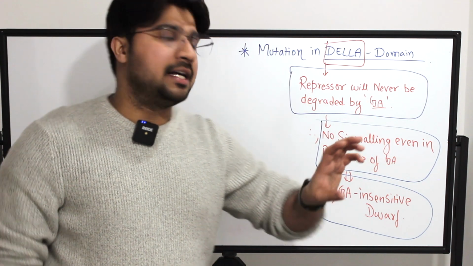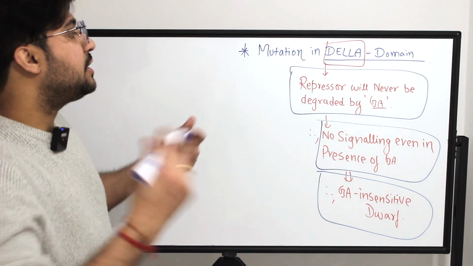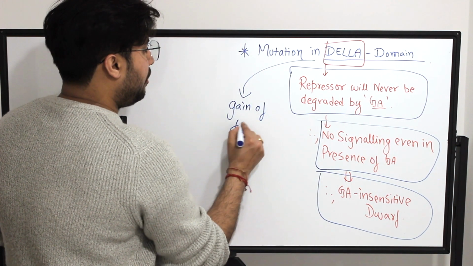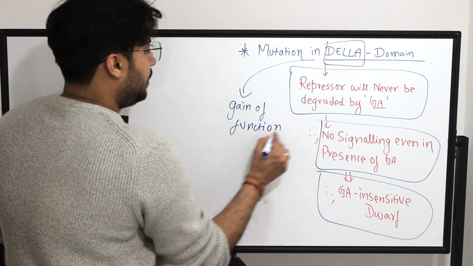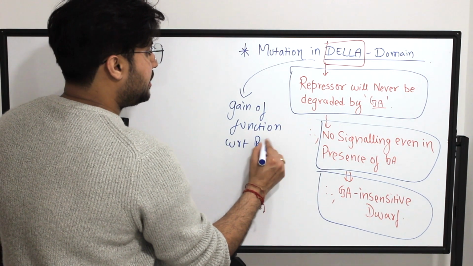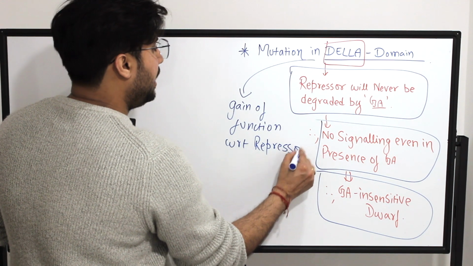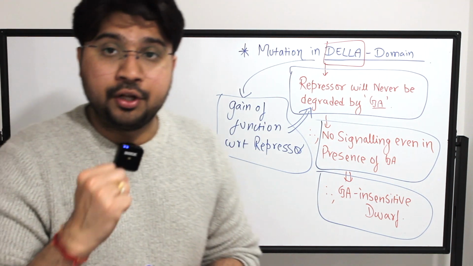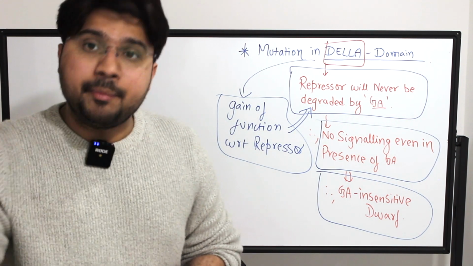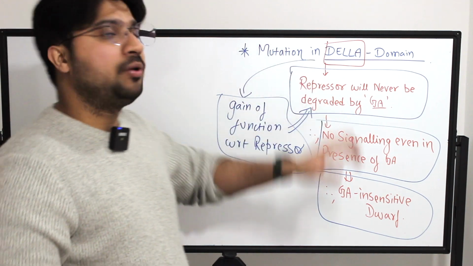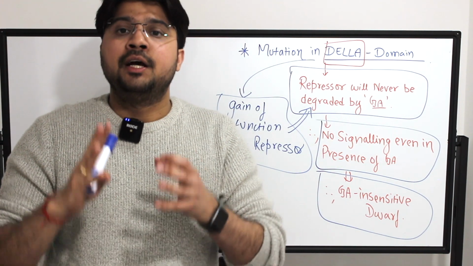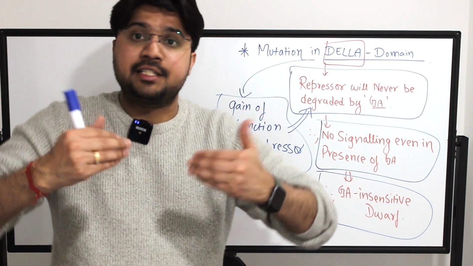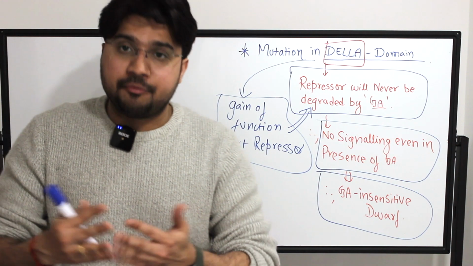Please remember, sometimes students might get confused. If in the exam it is asked what kind of mutation a mutation in the DELLA domain is, this kind of mutation in molecular biology is a gain of function mutation with respect to the repressor. Why gain of function mutation? Because the repressor got some power that it can never be degraded by GA. This mutation in the DELLA domain gave the DELLA repressor a power that it can never be finished.